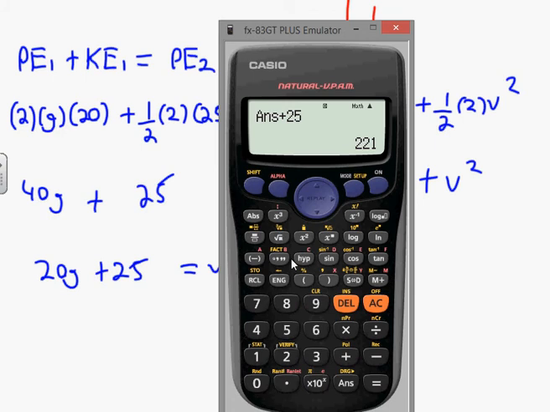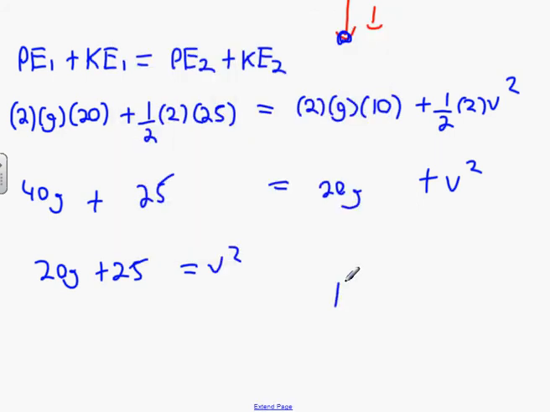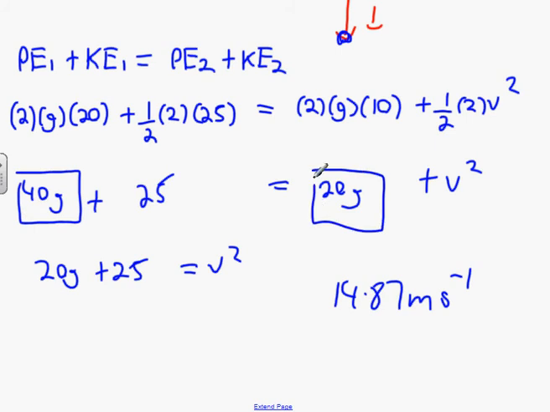So the velocity we gained, we went from 5 meters per second to 14.87 meters per second. We were at 40g potential energy, and we now have 20g potential energy. We lost 20g's worth of potential energy. All that potential energy got converted into making the kinetic energy faster, so making you go faster because you're falling underneath gravity.